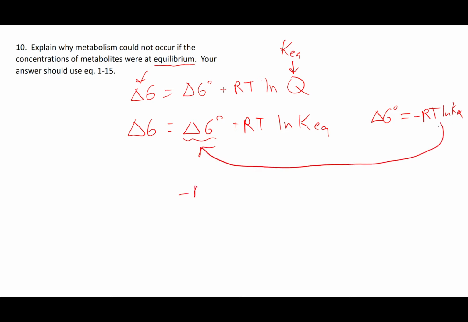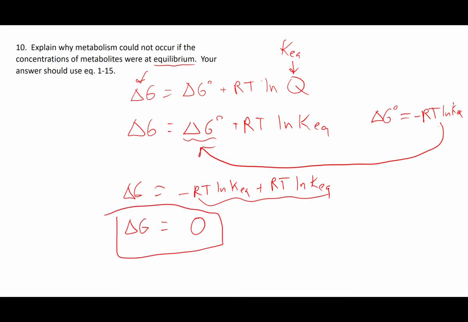And so we end up now with negative RT natural log of KEQ plus RT natural log of KEQ is equal to delta G. This whole side here adds together to give us a big fat 0. What does this tell us about the energy that's available to metabolism? Well, there is no energy available for metabolism. So if an organism is at equilibrium, there's no energy available to do any sort of metabolism. That's what this equation shows us.